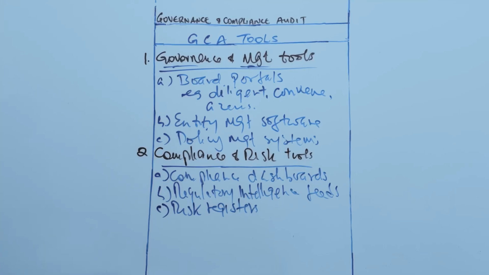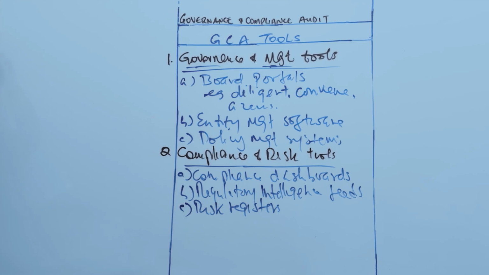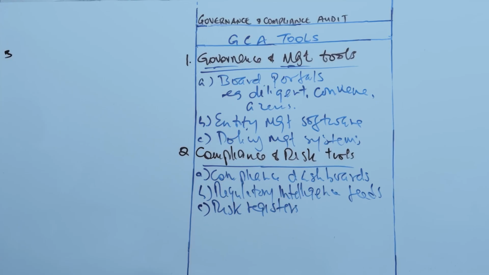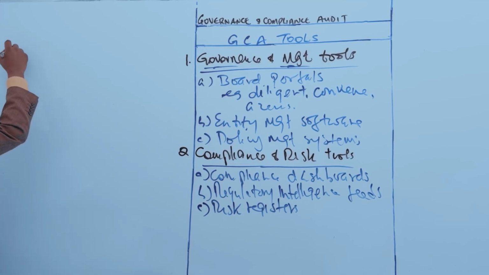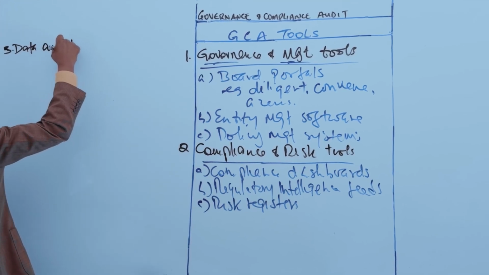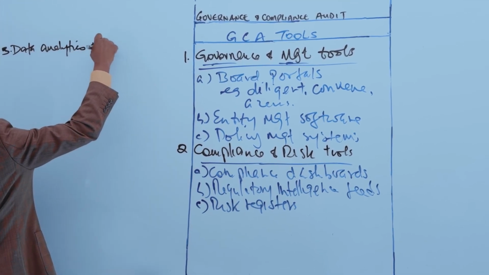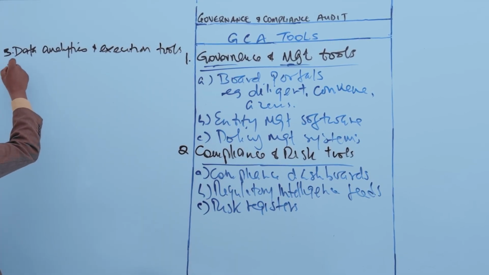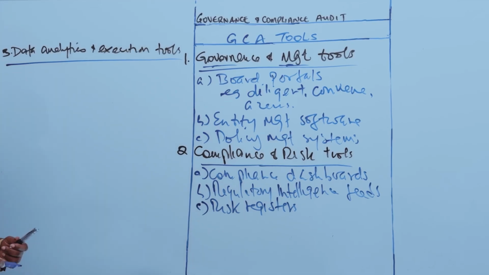Then the third category of governance and compliance tools, number three, is what we call the data analytics and execution tools. Data analytics and execution tools are used during field work.